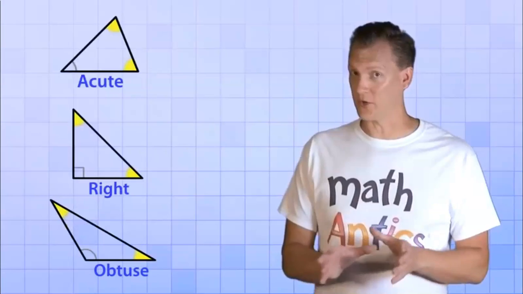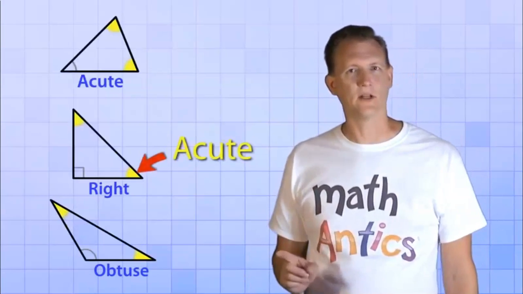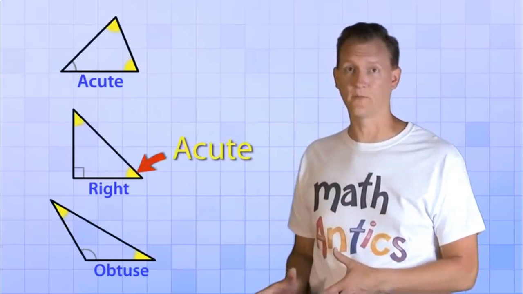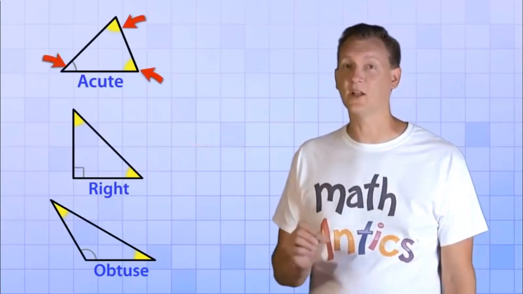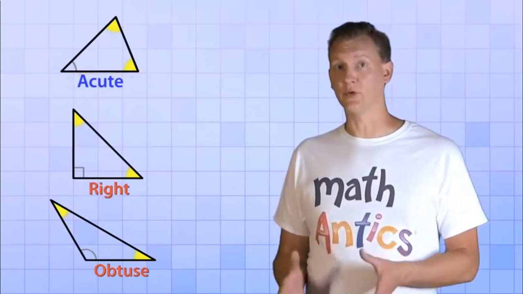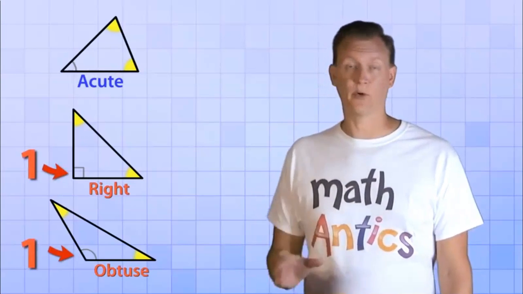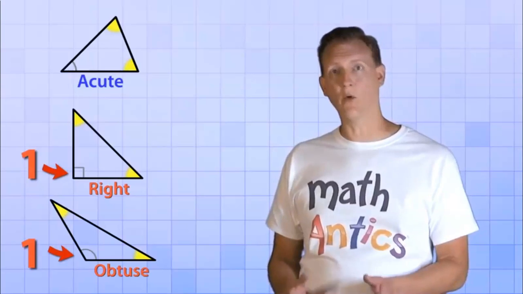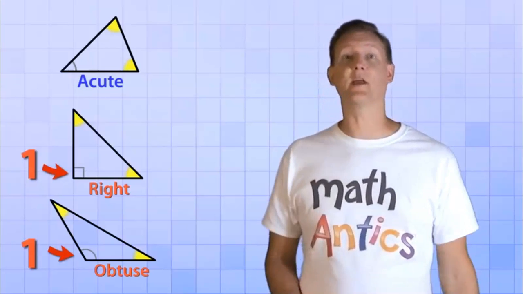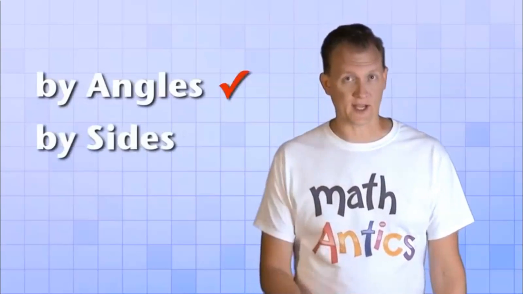That's important to know so you don't get tricked. For any given triangle, just because you see one acute angle, that doesn't mean it's an acute triangle. You have to look at all the angles to tell if it's an acute triangle. The situation's easier with right and obtuse triangles because you can only have one right or obtuse angle per triangle. So as soon as you spot one of those kinds of angles, you know what type of triangle you have. All right then, classifying triangles by angles is pretty simple, but we can also classify triangles by their sides.